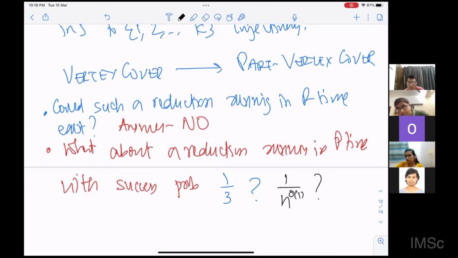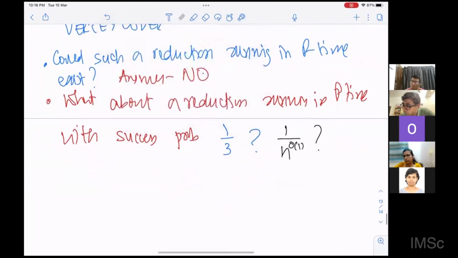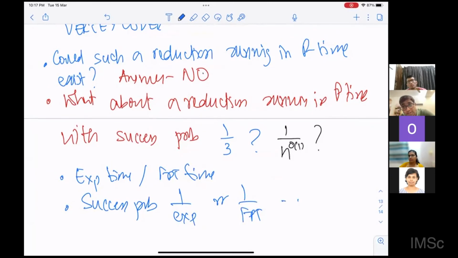Don't expect it to happen, right? So the choices are that if we are giving a reduction from an NP complete problem to a polynomial time problem, either I take EXP time, FPT time, whatever you want to say, time which is not polynomial. That's all that I want to say. Or success probability is like 1/EXP or 1/FPT, whatever. These things are allowed, but 1/poly success is not allowed.